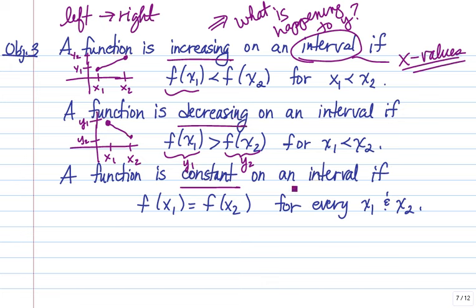Now, a function is constant on an interval if f of x sub 1 is equal to f of x sub 2 for every x1 and x2. So here is my x sub 1, my x sub 2. Well, this would have to say that the y1 and y2 are equal. Oops, I took that off there, didn't it? In other words, you have a constant or a horizontal line connecting the pieces where your function is constant.